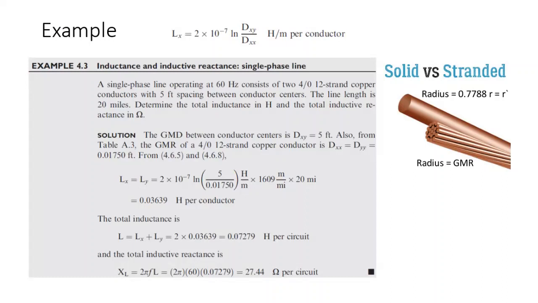Now, a solid versus strands. This is a solid conductor like this. And this is a stranded conductor made of strands. In the solid conductor, remember this 0.7788, the one we focused on.